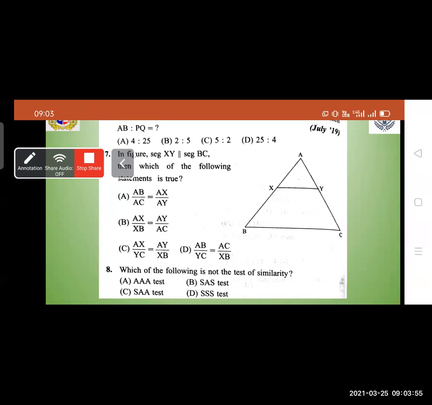Question number 8. Which of the following is not the test of similarity? This one is a very simple question. The tests of similarity are AAA, SAS, and SSS. So out of this, which one is not the test of similarity? Option C, that is the SAA test.